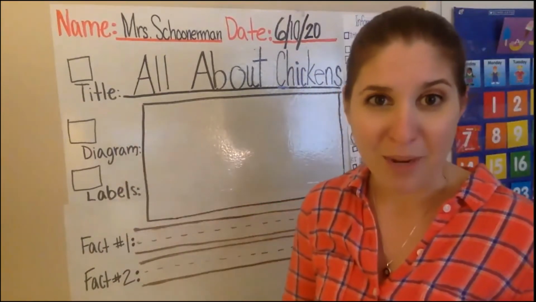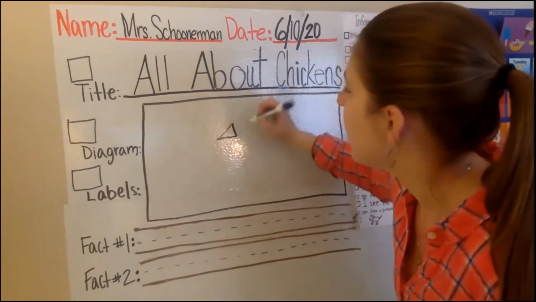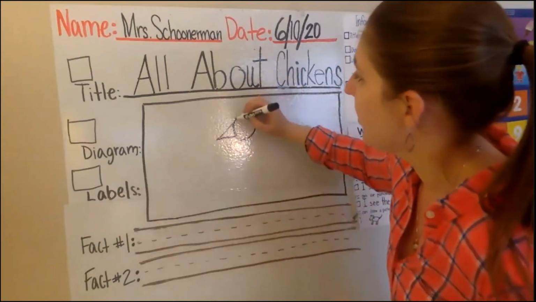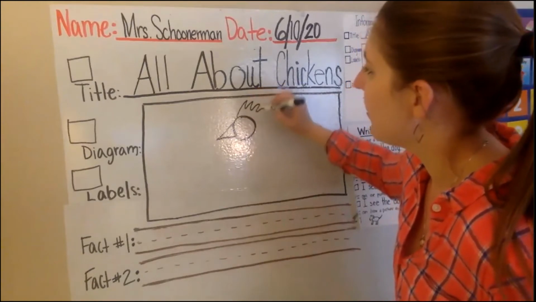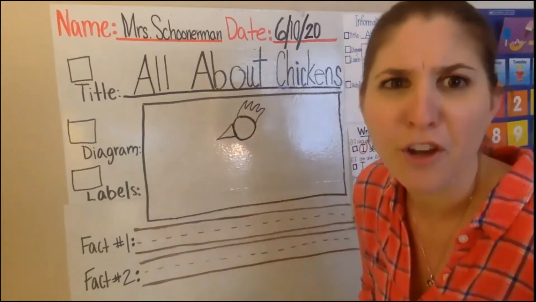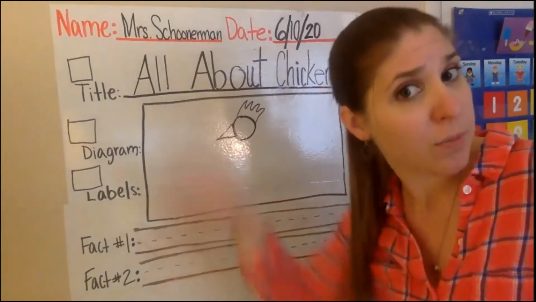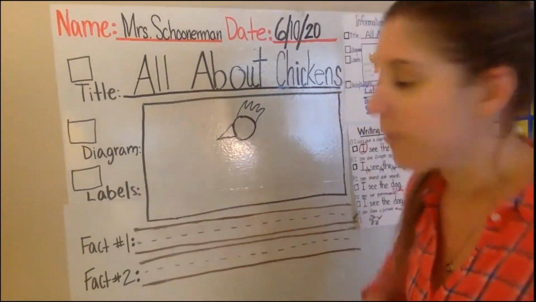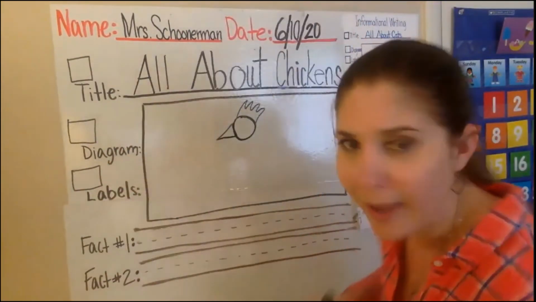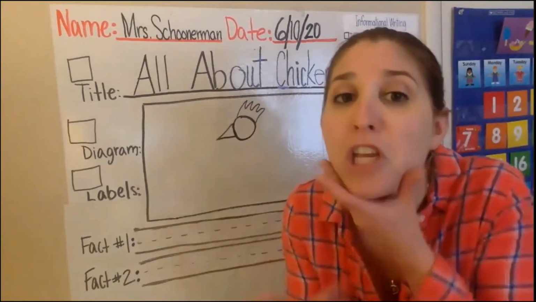Next part, we're going to draw our picture of a chicken. I'm going to start my chicken off with his beak and the head. Now, I also heard that they have this thing on their heads, the boys and the girls, called a comb. You know combs, like what we use to brush our hair. But chickens have a comb on top of their head. How cool is that?